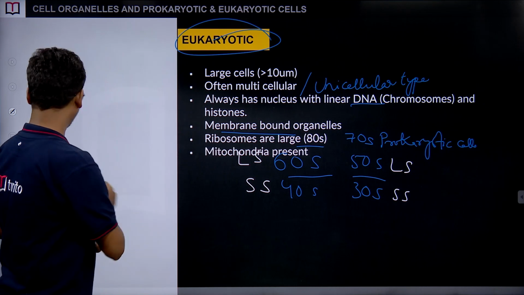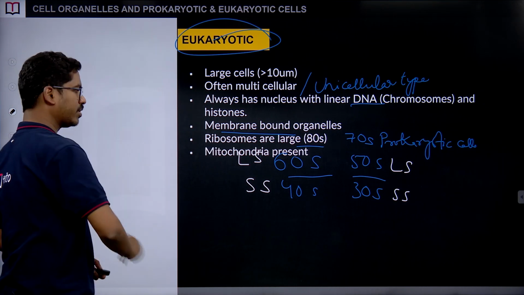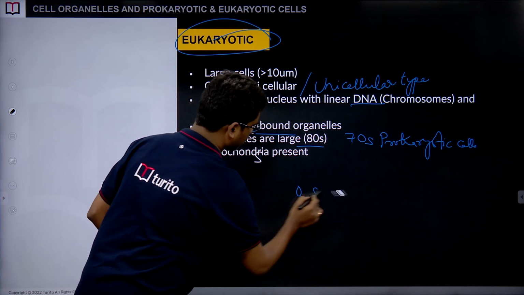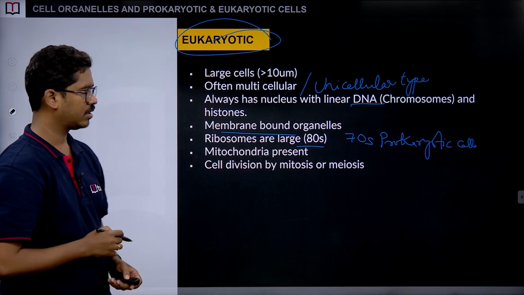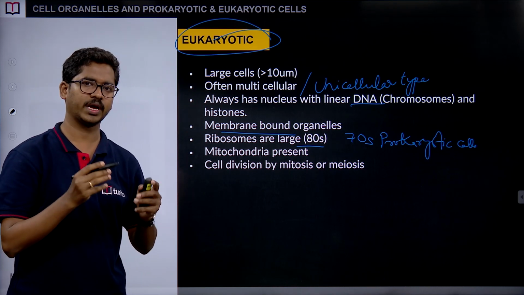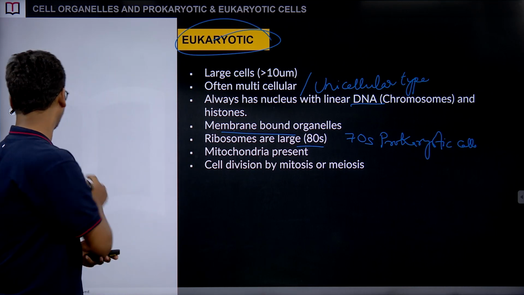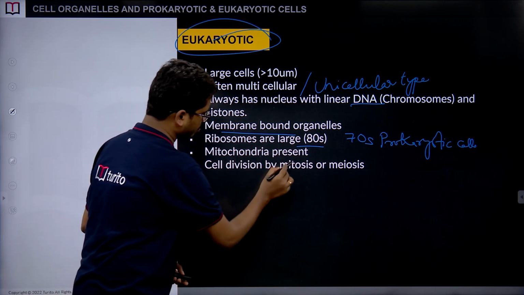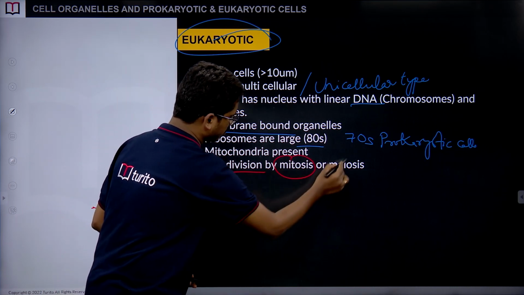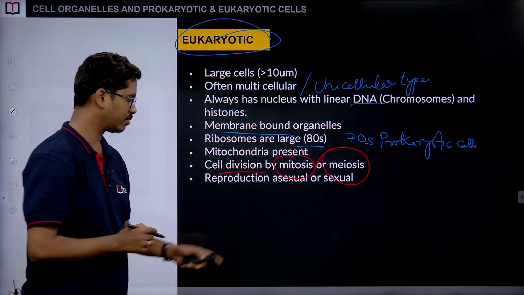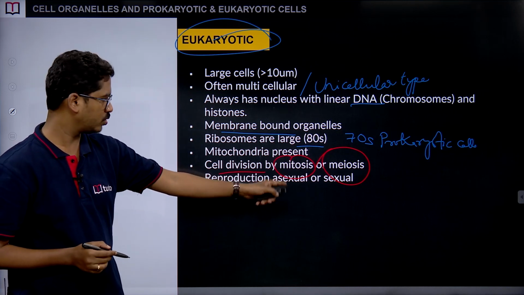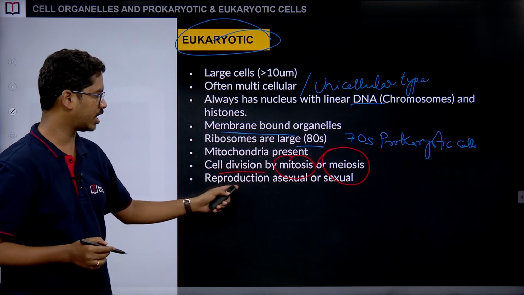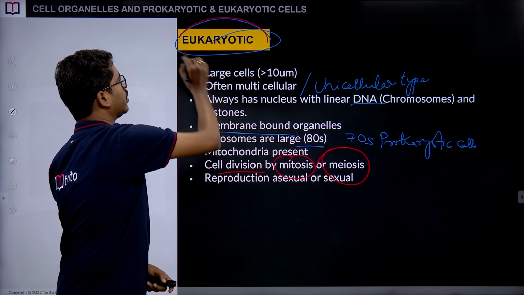Next, you will see the presence of mitochondria in eukaryotic cells. Hope you understood this. There we saw the division was binary fission, with some also exhibiting meiosis, but here cell division is by both mitosis and meiosis. Thereby, they are relevant to asexual and sexual reproduction. So, this is the type of reproduction that occurs in eukaryotic cells.